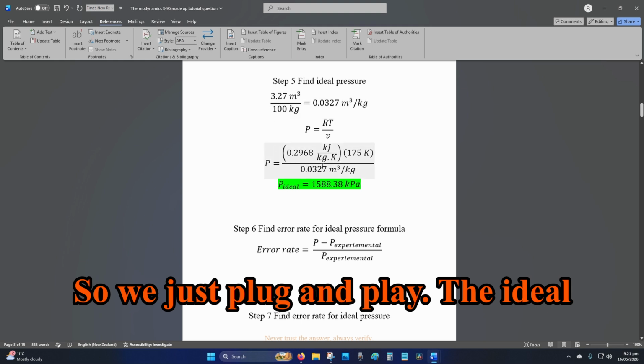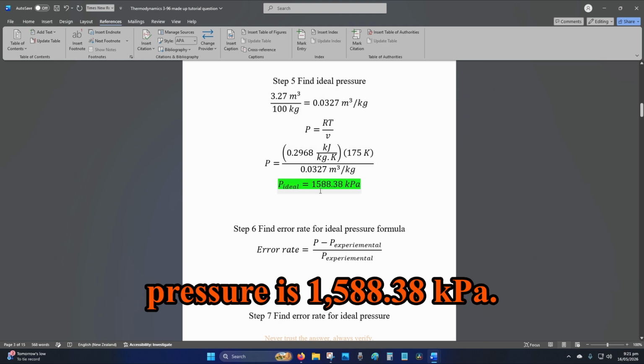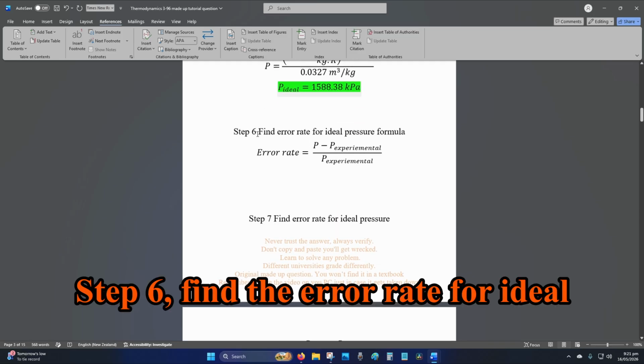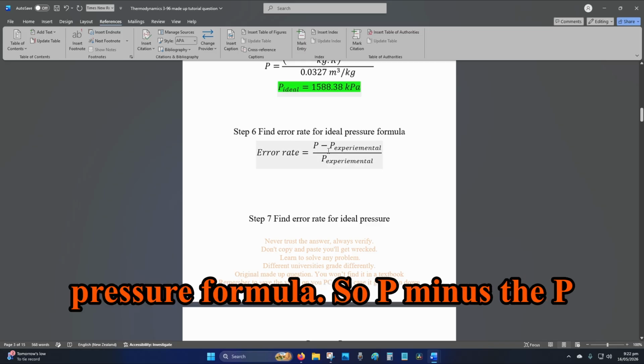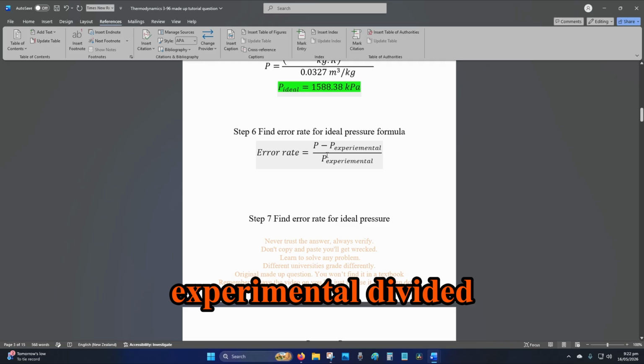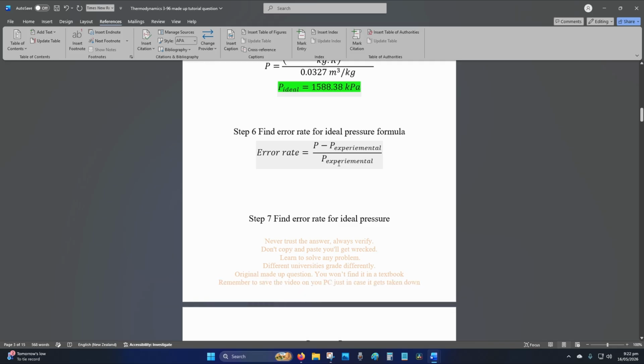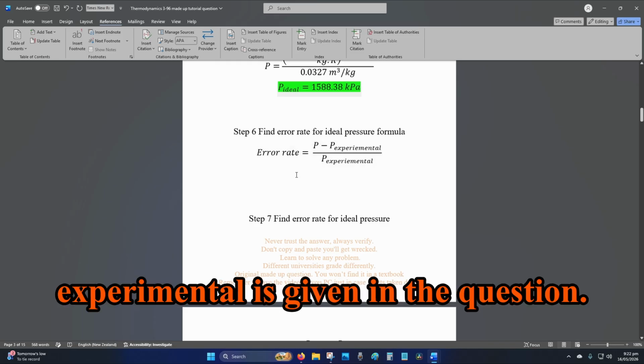So we just plug and play. The ideal pressure is 1588.38 kPa. Step 6, find the error rate for the ideal pressure formula. So P minus the P experimental divided by the P experimental. In this case, the experimental is given in the question.